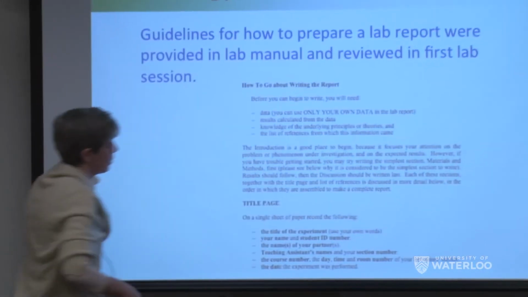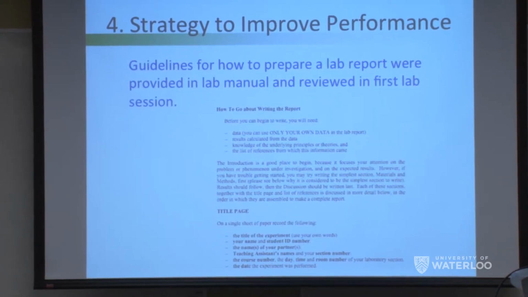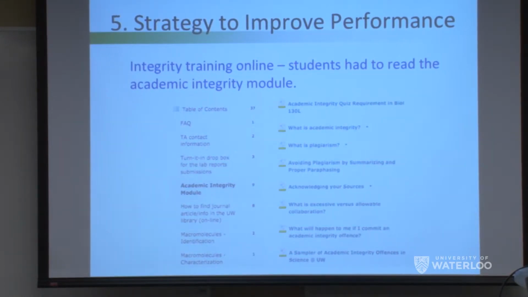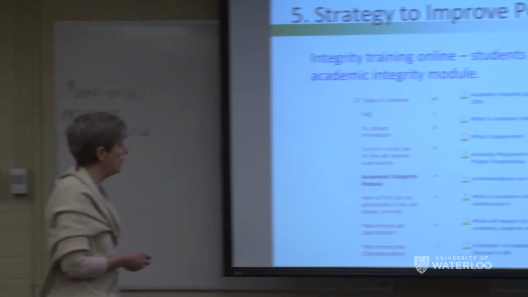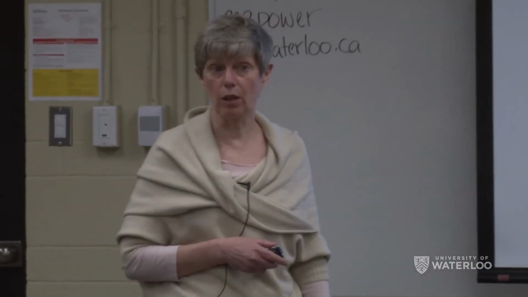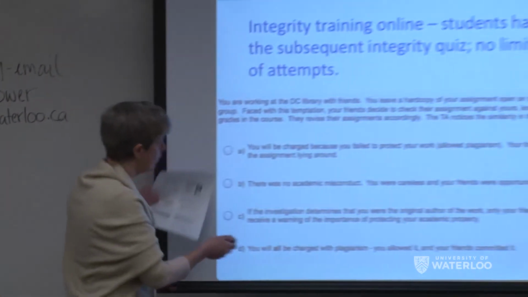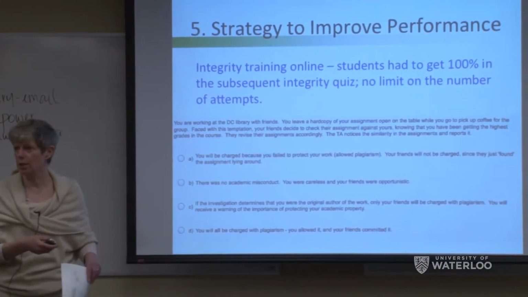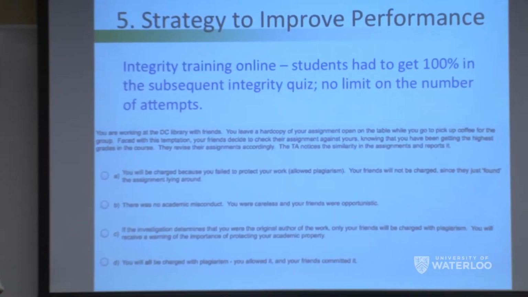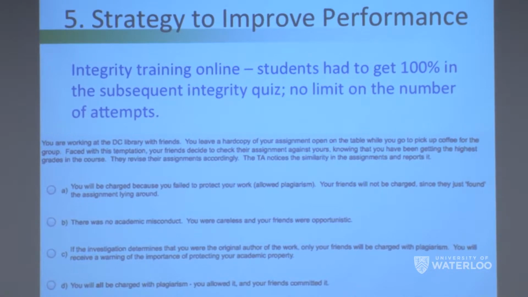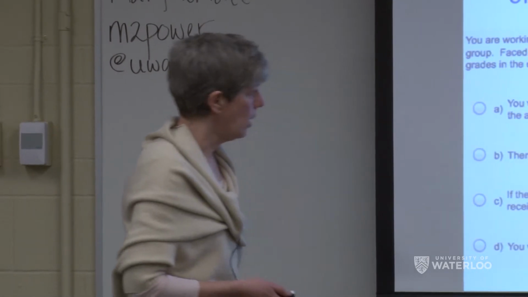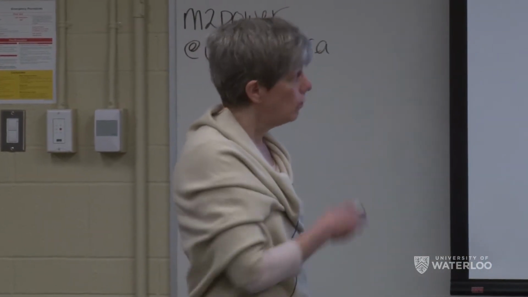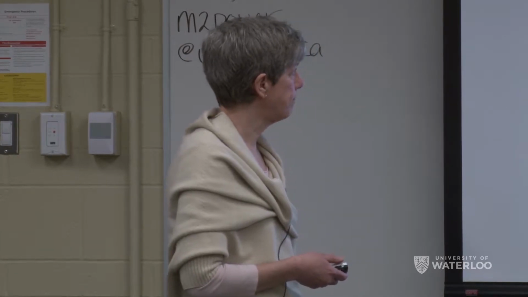Dragan made very detailed instructions for how to do the lab manual, and these are also posted on SciSpace. The students had integrity training, so they had to read through this module that she prepared, and they had to get 100% on quizzes that evaluated their understanding. For some scenarios, you're working in the library, okay, is what you did considered misconduct or not? The important thing is to help students understand the consequences of the mistakes so that they can balance whether or not the risk of trying to do something wrong is worth it. No limit on the number of attempts, but they had to get 100%.